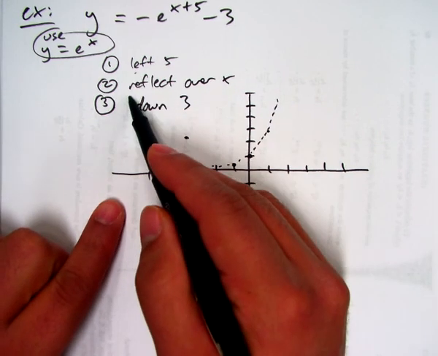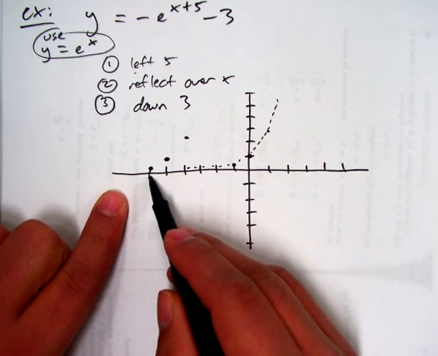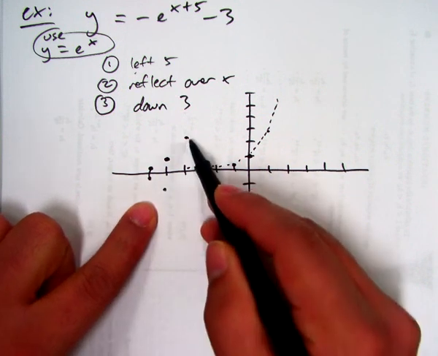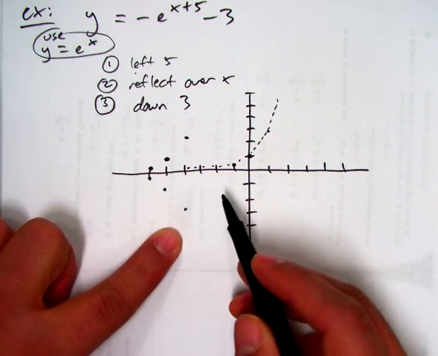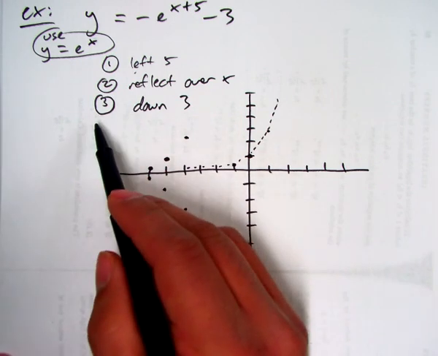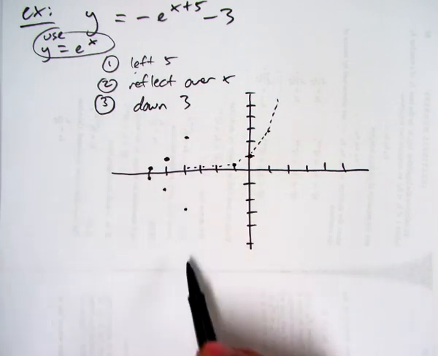The next step is to reflect over x. So now these points just go over the x-axis. So here, here, and then this one will go almost to negative 3. And then now we're going to go down 3 units. All these points are going to shift down.